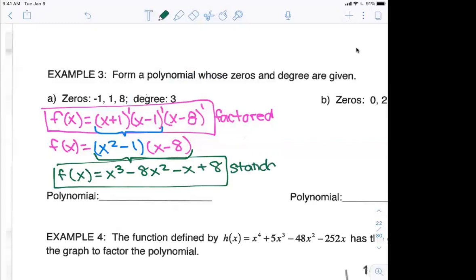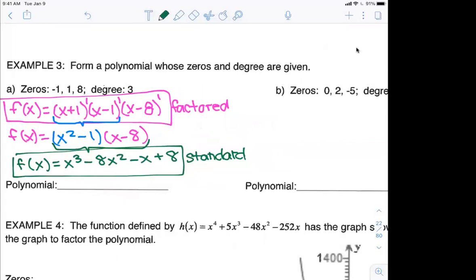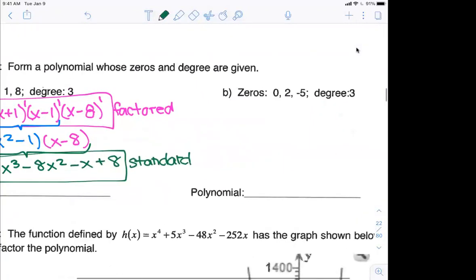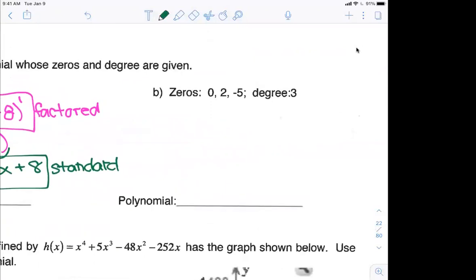So we're just practicing both. If it doesn't specify, I would do factored, because you won't make any errors then.